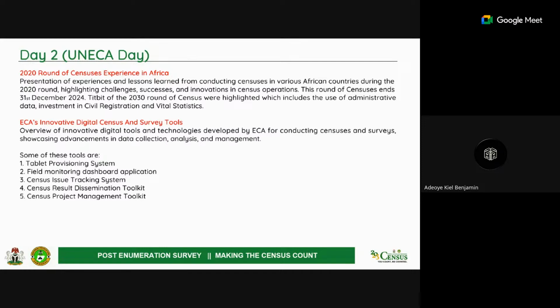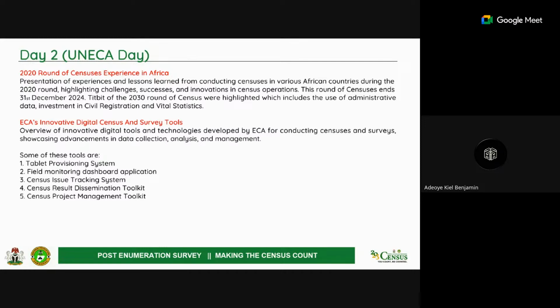So what we learned from this presentation is that if we miss this round of census for this year, then if we are going to go into the 2030 round of census, we should invest more in our district data, and we should invest more in civil registration and vital statistics.